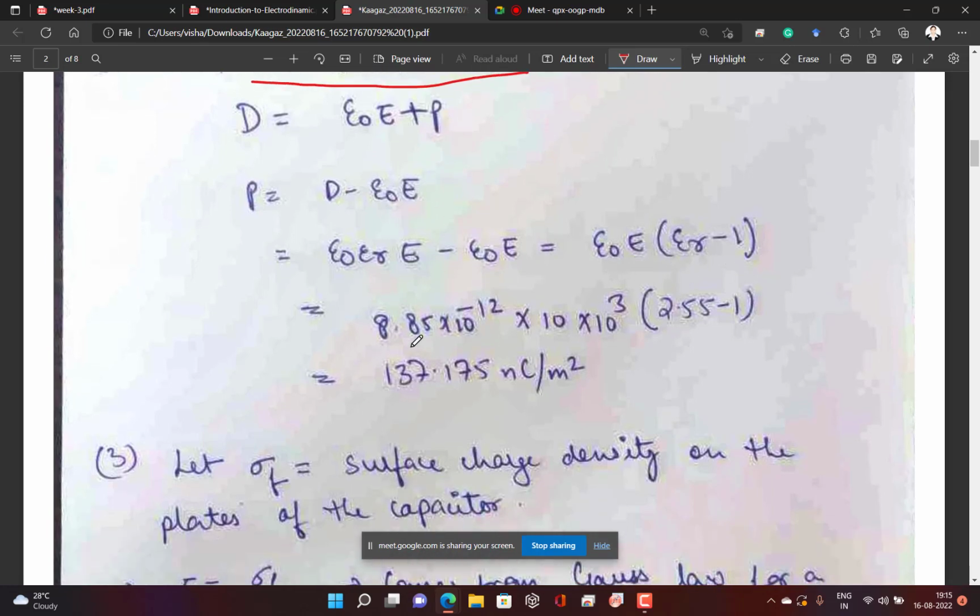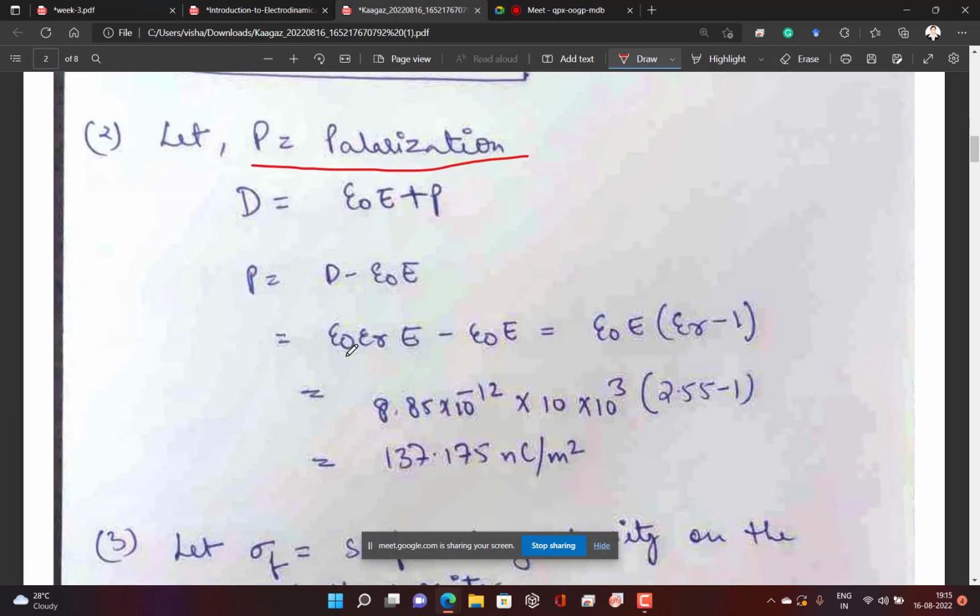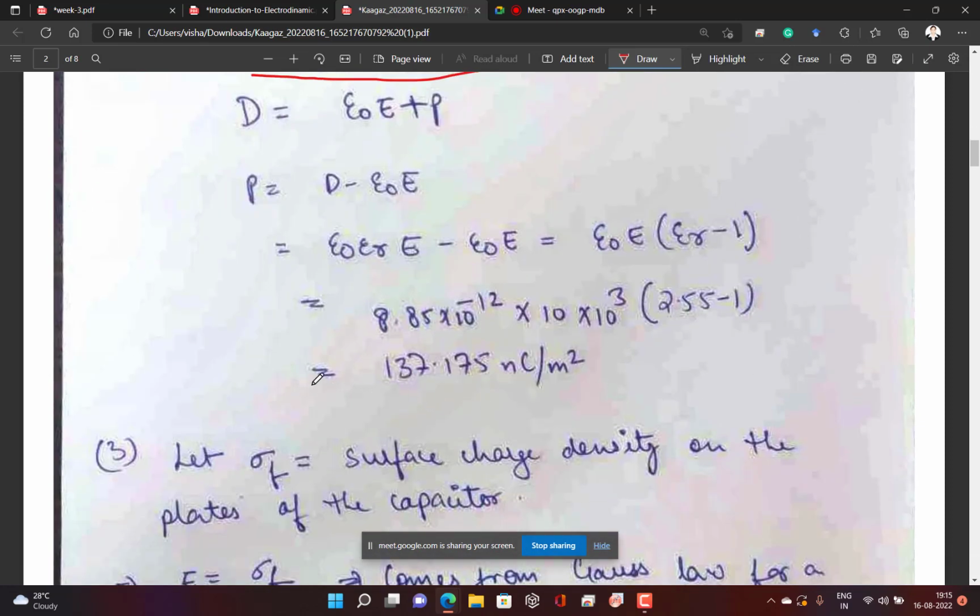You can put in all the values. All of the values are given either in the question or you have already solved them here. This will be the value.